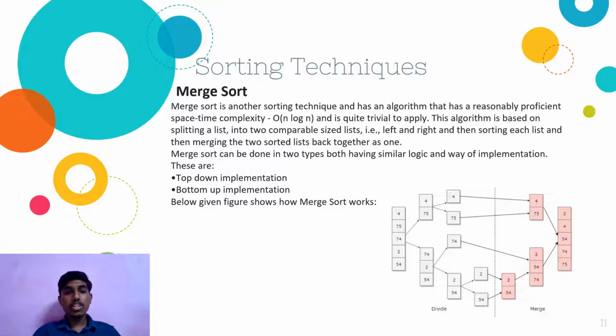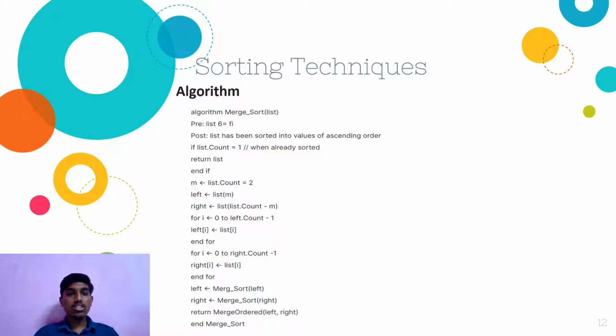Merge sort can be done in two types, both having similar logic and way of implementation. These are top down implementation and bottom up implementation. The figure below shows how merge sort works. So this is the algorithm of merge sort.